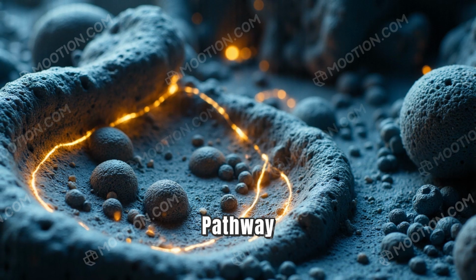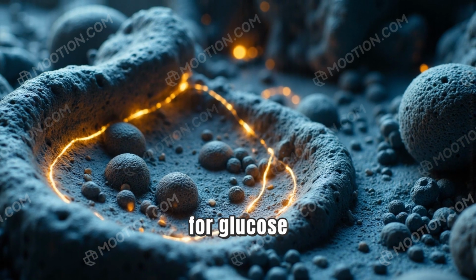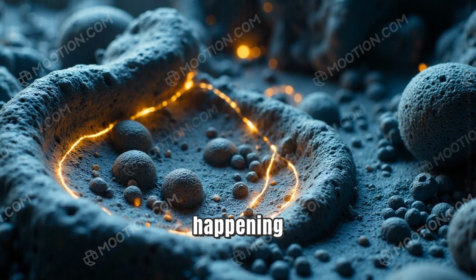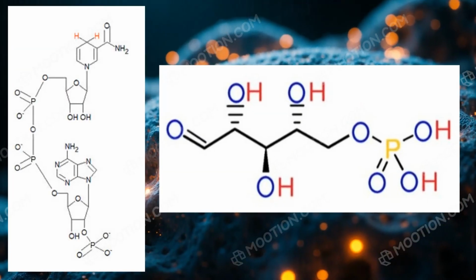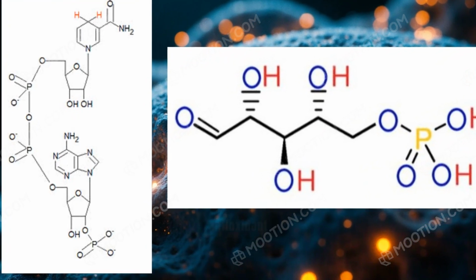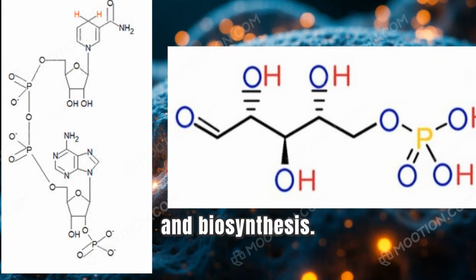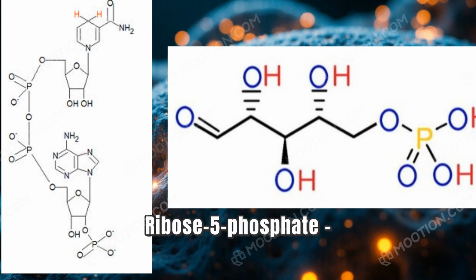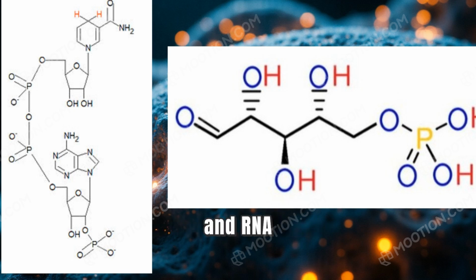Let's dive in. The pentose phosphate pathway is an alternative route for glucose metabolism, happening in the cytoplasm of the cell, just like glycolysis. But instead of making ATP, PPP makes NADPH, a reducing agent, essential for antioxidant defense and biosynthesis. And ribose 5-phosphate, used to make DNA and RNA.